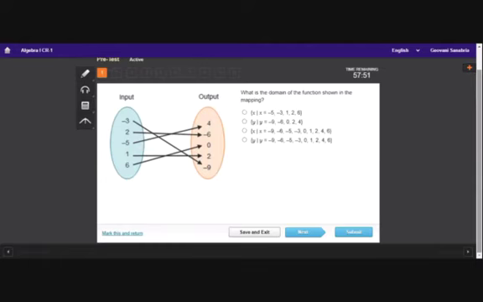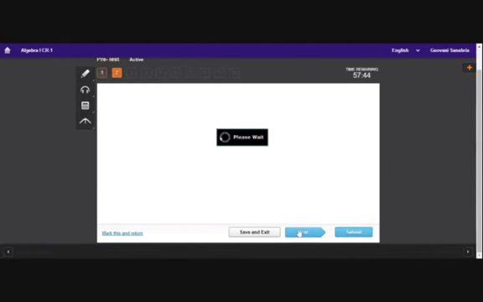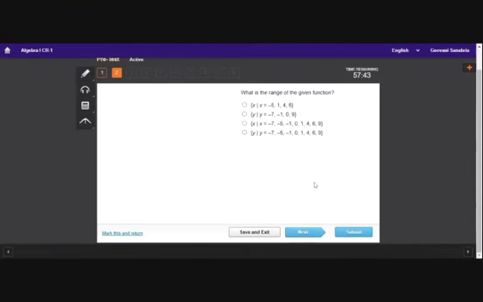Yeah, and it's saying what's the domain? It's just saying what are the x values or what are the inputs? Yeah, and that's it. If it said what's the value when I plug in 4, then you would follow the arrow and go to the y value. So this one would be B. Yep. Is the range of the given function, right? And it's the y values.